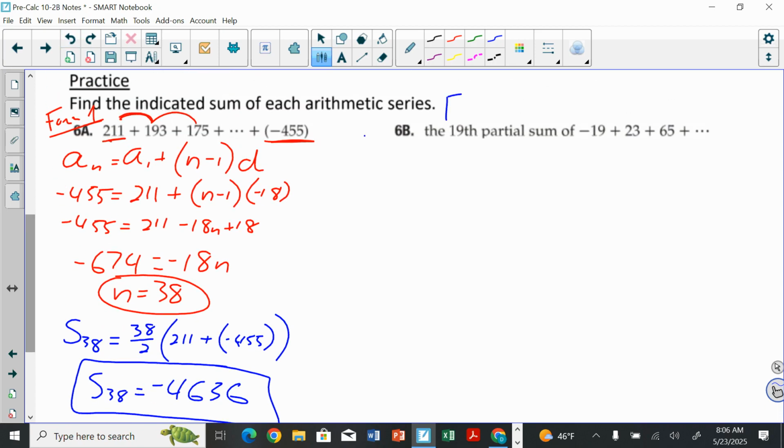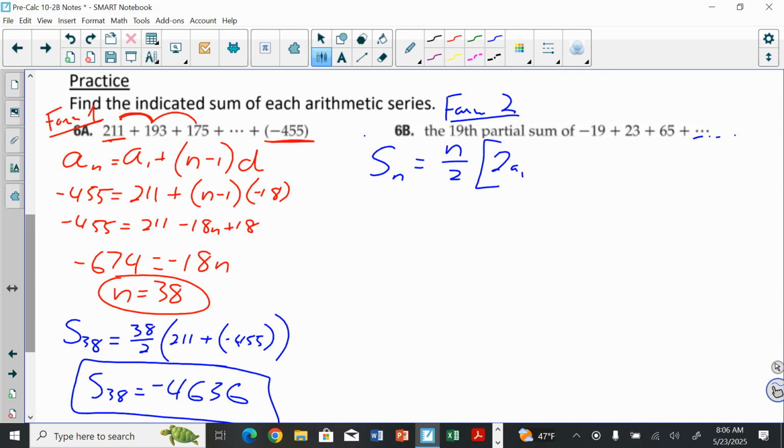Now, let's go to 6b. Now, this one, we're going to use Formula 2, okay? Because we don't know the last term here. So in this case, we can jump right to the formula. We can say S of n is n over 2 times 2a1 plus n minus 1 times d, okay? So let's find out all that information.